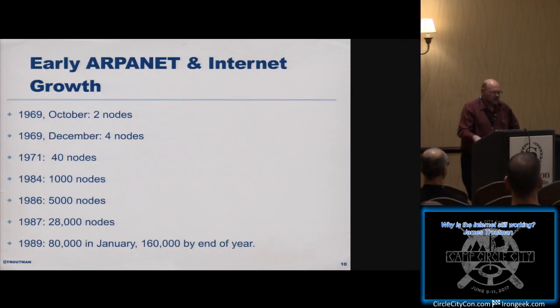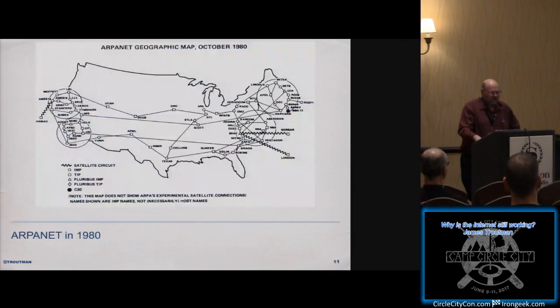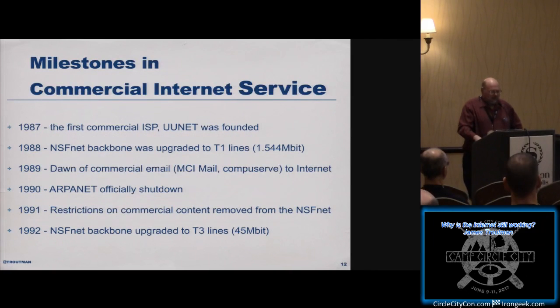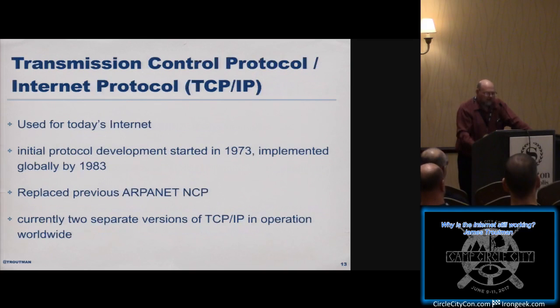Here's a series of milestones. In particular, the late 80s growth really accelerated, essentially doubling in 1989 in size. Here's some more old photos of the ARPANET. So back in the old days, there wasn't a time where there were internet service providers, because it was all government and education and research. In '87 UUNet was founded. I remember that. The NSFNET backbone is upgraded to T1s. I remember that. The NSFNET backbone got upgraded to T3s in '92. I also remember that.